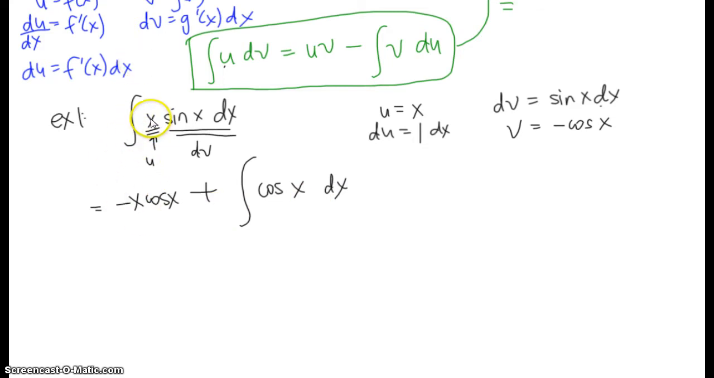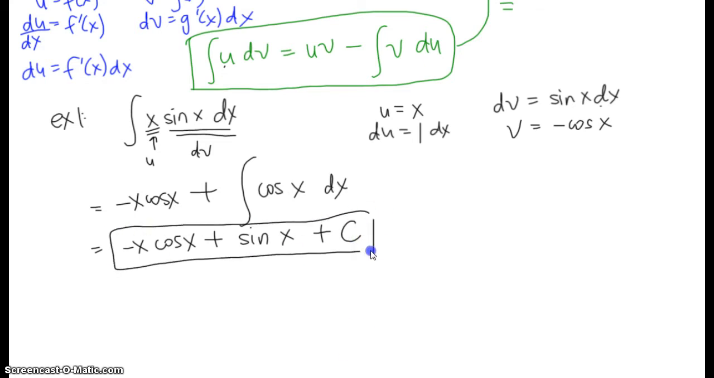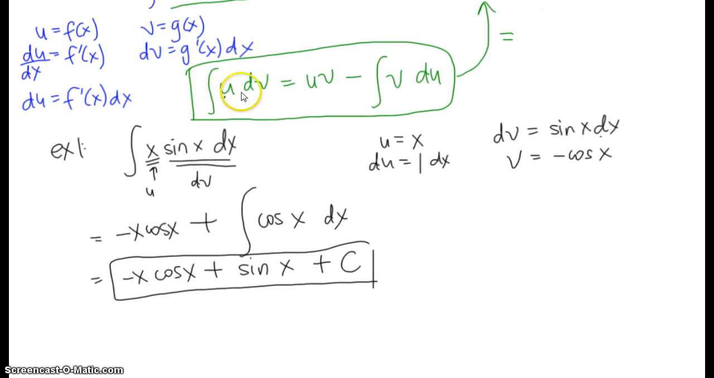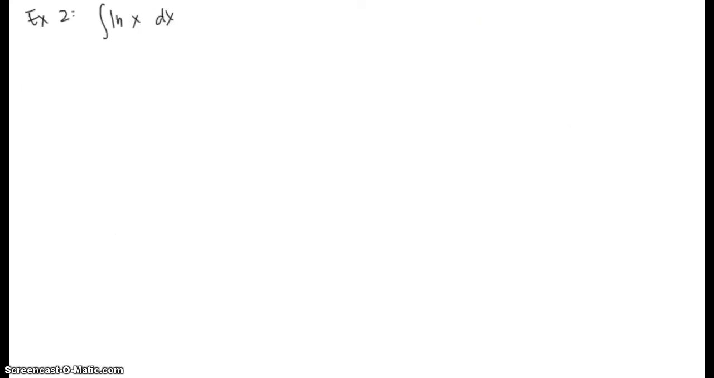Now again, why did this work? It worked because the derivative of one function entering the second integral and the antiderivative of the second function entering the second integral actually made this integral easier. So negative x cosine x, the antiderivative of cosine x is positive sine x, and here is where we add our plus c. And that's it. It will get easier, so once again, just memorize: u dv is equal to uv minus v du.